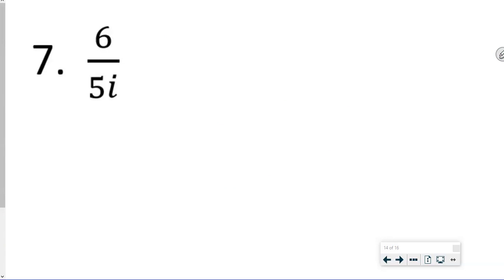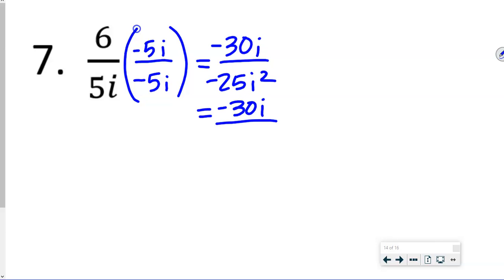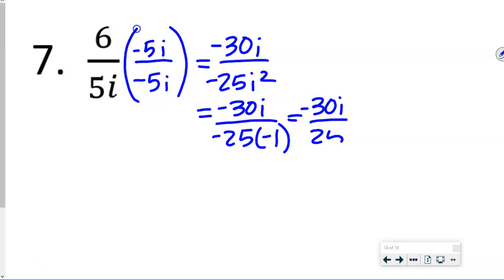Let's do another. So here's another practice problem just for fun. Again, minus 5i, minus 5i. Go ahead and do this. Pause the video, see if you can solve it, come back to me when you're done. So this is going to be minus 30i over negative 25i squared, minus 30i, negative 25 times a negative 1, right? So that's going to be negative 30i over positive 25.